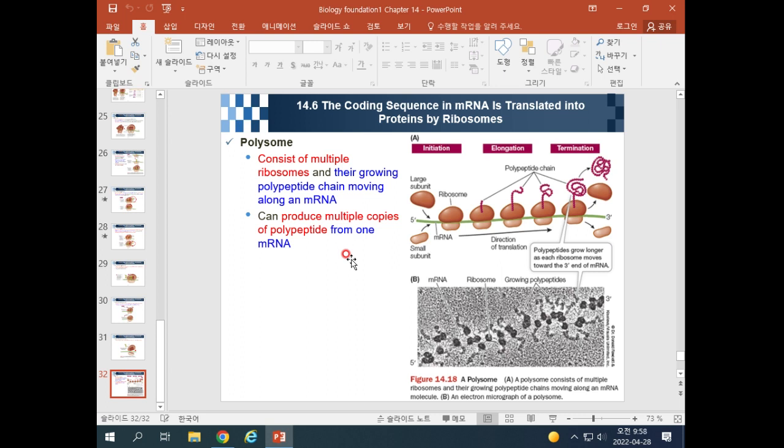Usually in our molecular biology course, we teach transcription in two chapters. Translation we also teach in two chapters. But in this biology course, we teach this subject within only one hour, so I tried to summarize it. If you see your textbook, there is a huge amount of information. It is hard to understand, so I summarized it.